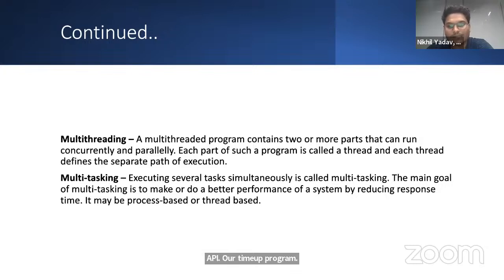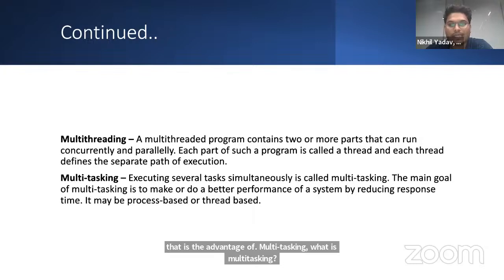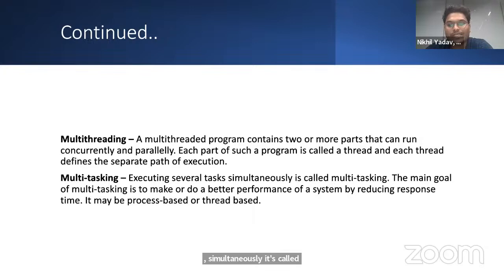Multitasking. What is multitasking? Executing several tasks simultaneously is called multitasking. One of the best examples is our operating system. We can perform multiple tasks together in an OS. Like we can open a browser, we can play a game. So we can perform multiple tasks simultaneously in an OS, like Windows or Ubuntu. That is multitasking.